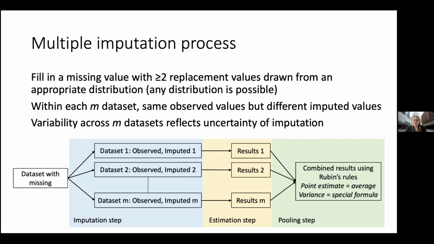And then in the pooling step, we take the results of each of those 1 to M estimates and pool them together using something called Rubin's rules. Donald Rubin in the 70s came up with these rules for how to pool the estimates, and it's just continued on, and now we just call them Rubin's rules. We'll talk about how we do that right now.